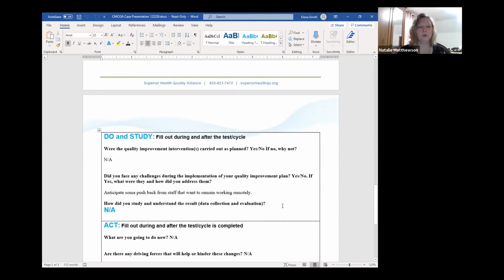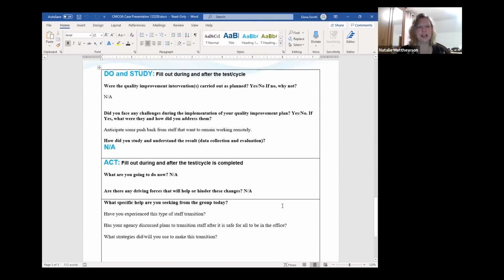When we're looking at this, some of this stuff was just N/A at this point, but one of the middle questions is that we do anticipate we're going to get some pushback from staff who want to remain working remotely.